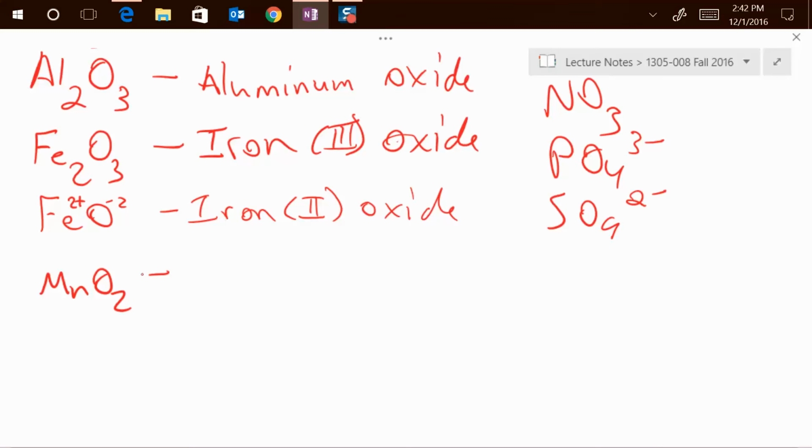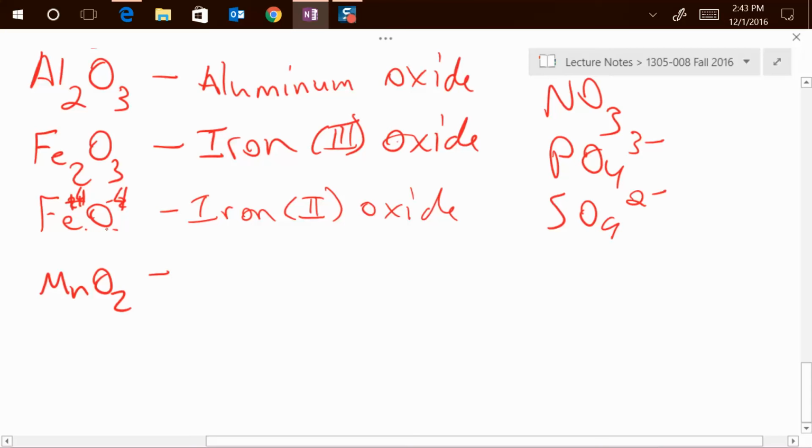Oxygen has a -2 charge, so this must have a +2 charge. Okay? So if oxygen had a -4, then this would have to have a +4 because it's 1-to-1. Okay?